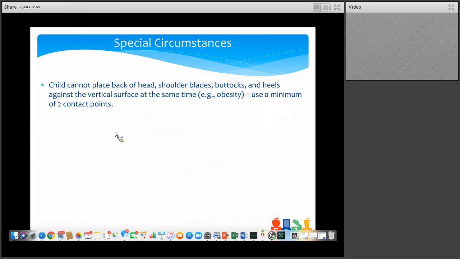There are some special circumstances to be aware of. There are certain children, depending on their body habitus, that may not be able to get 4 body parts in contact with the back of the wall. Sometimes children that have obesity, you may only be able to get 2 points of contact against the wall. So do the best you can. 4 is kind of the gold standard, but at least 2.